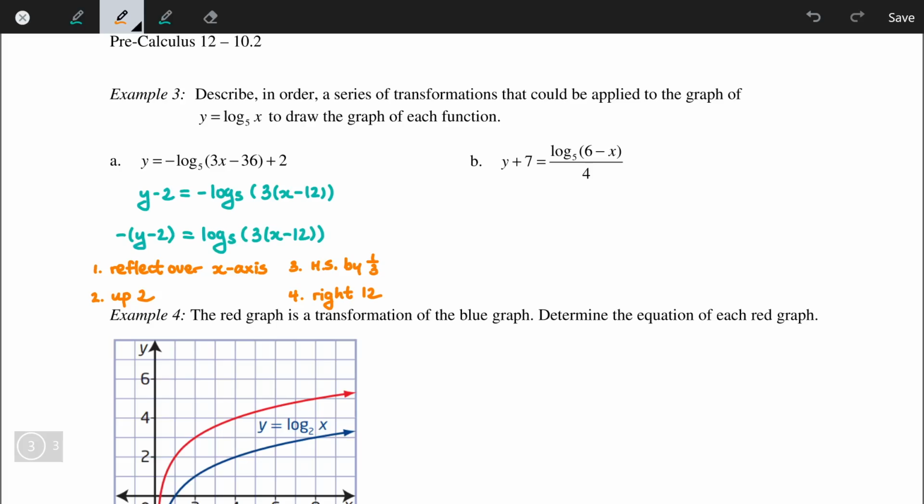Okay, so similar with example 3b, we'll multiply both sides by 4, so we have 4 times y plus 7 is equal to log base 5, and here we're going to factor out a negative 1, so we can rewrite 6 minus x as negative x minus 6. So it's easier to figure out what the transformations are this way. So with the y variable, we have a vertical stretch by a factor of 1/4. And the graph, of course, moves down 7 spaces. And then with the x variable, we have a reflection over the y-axis.